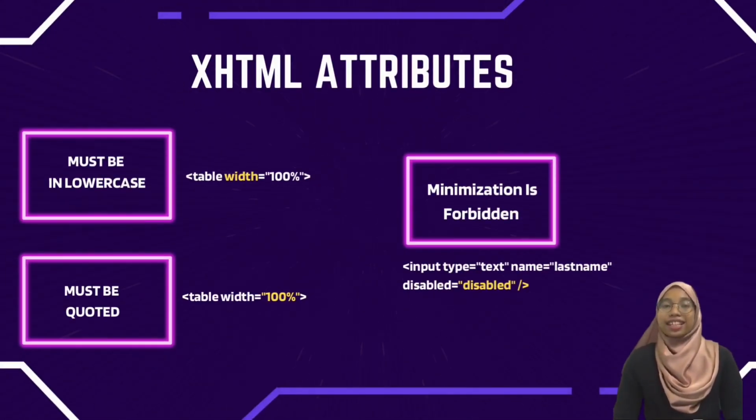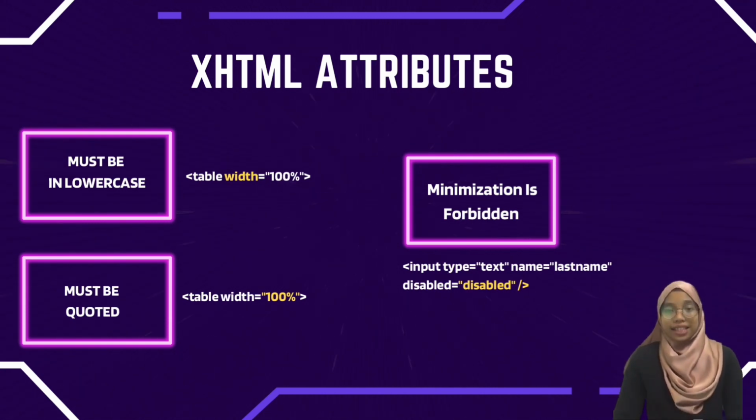Alright, next for the XHTML's attributes, the first one is it must be written in lowercase. XHTML documents must use lowercase for all the attribute names. Next, each attribute must have a quoted value even though it is numeric. And the last is, minimization is forbidden. It means that the attribute value pairs must be written in full.